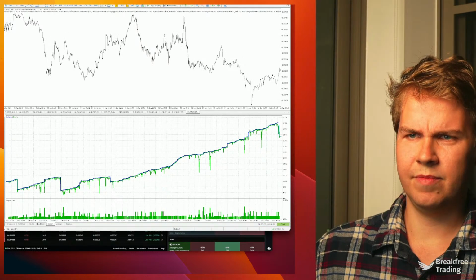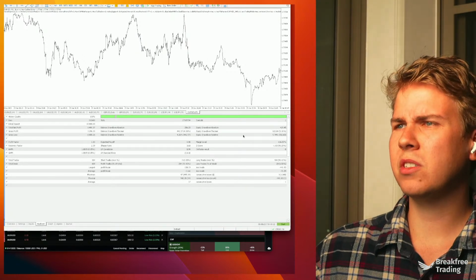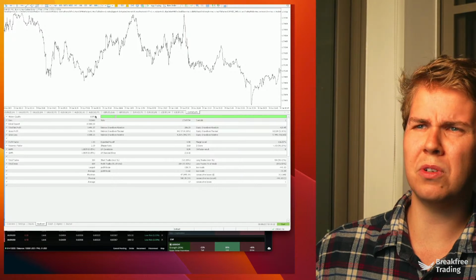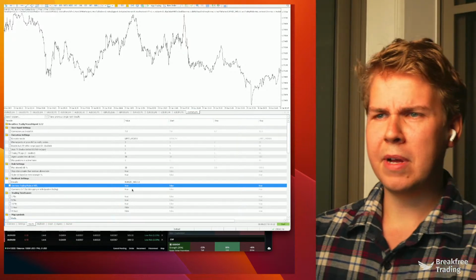It's not bad. What is this? Sharpe ratio 3.6, 5.3% drawdown, $1,500 profit. Not bad, not bad. Not bad at all.